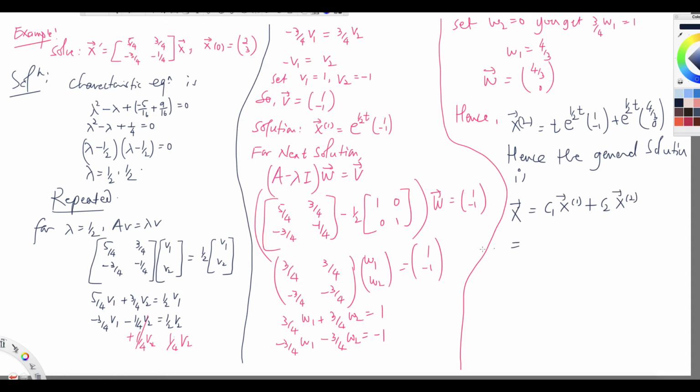So what is c1 x1? C1 x1 is that one, right? So e to the 1/2 t, and then 1, -1, that is x1, plus c2 times what is x2? X2 is that thing, right? So you can write t e to the 1/2 t, and then 1, -1, right? And then plus e to the 1/2 t, and then what is that? 4/3, 0, right? And then that is the bracket there. So this is the final solution, okay?